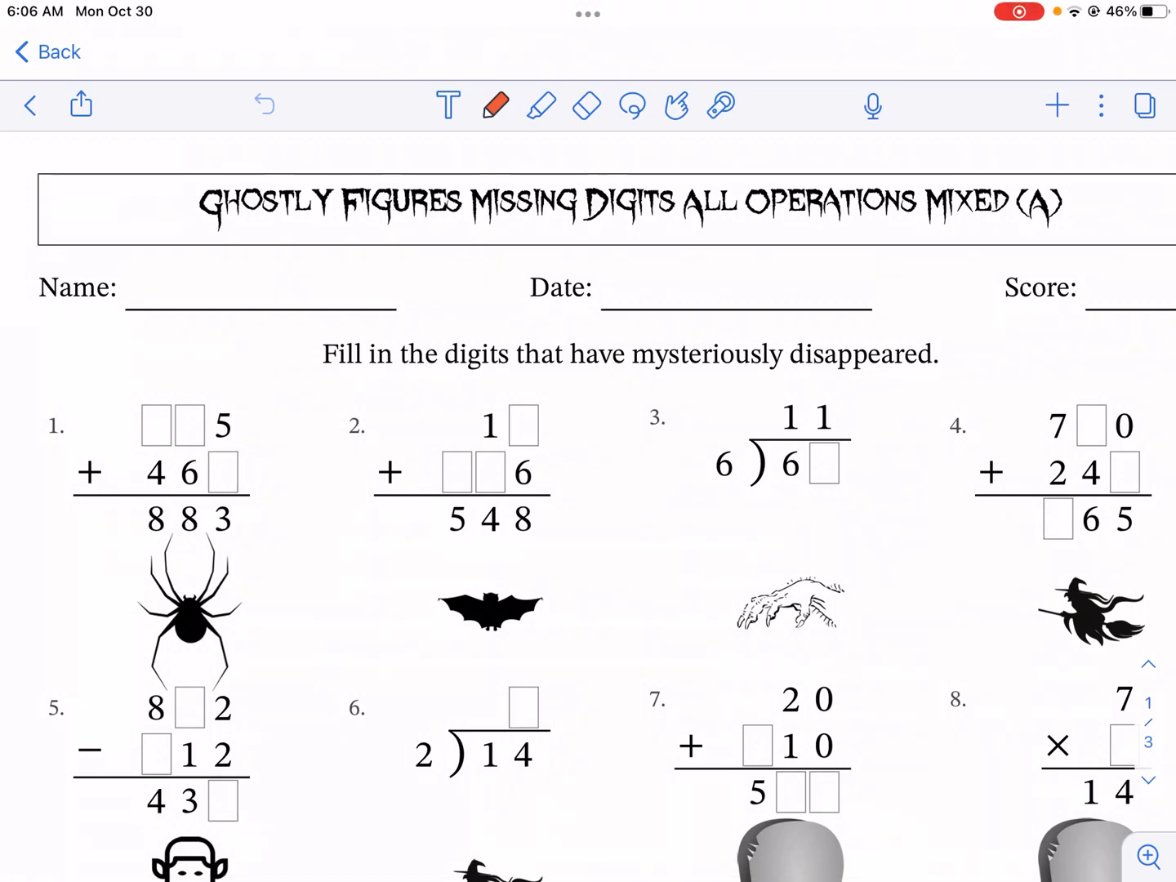Hi, this is Mr. West, and today we're doing a tutorial video on ghostly figures, missing digits, all operations mixed, and this is version A.